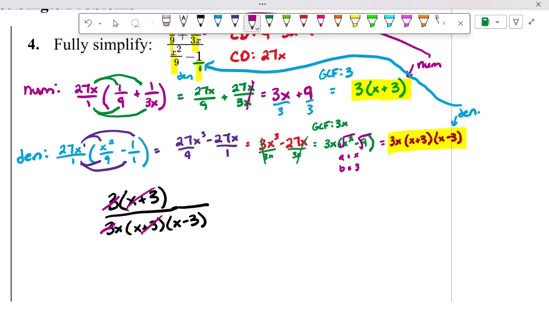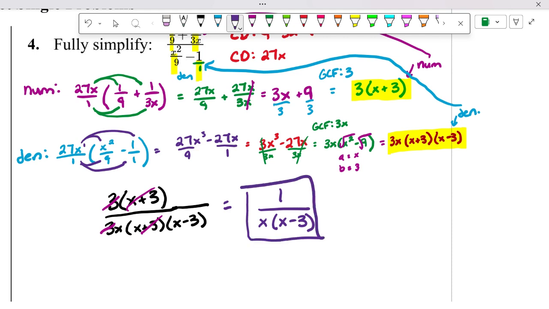Nope. So what am I left with? If I crossed out everything on top, what do I have to put as a placeholder? A 1. And then what's left on the bottom? x minus 3. So guess what? That's my answer.